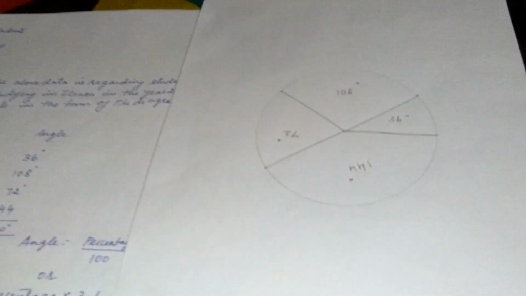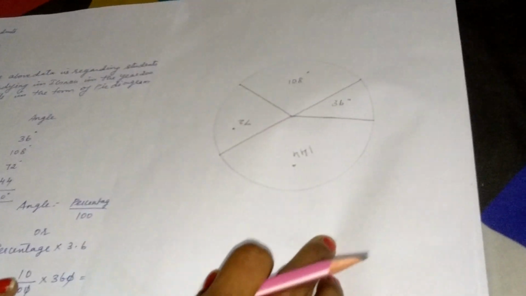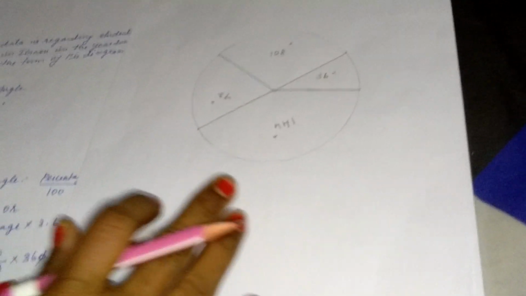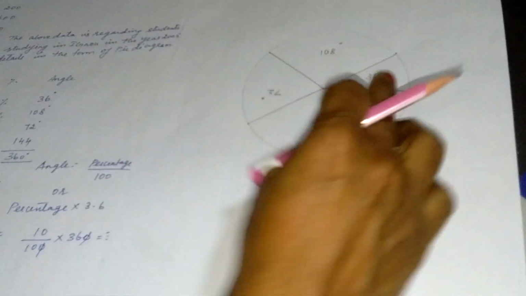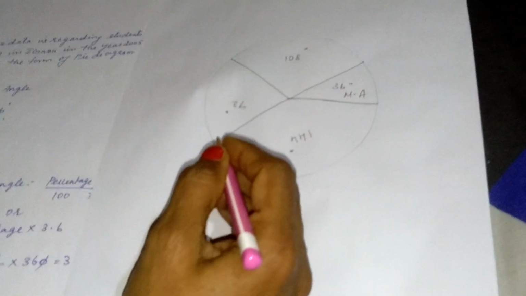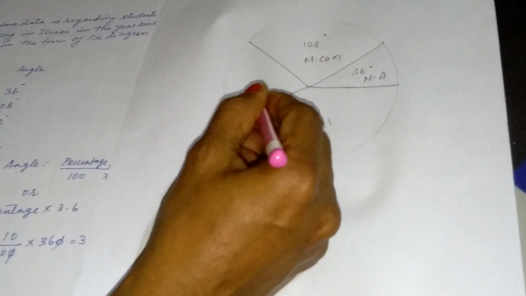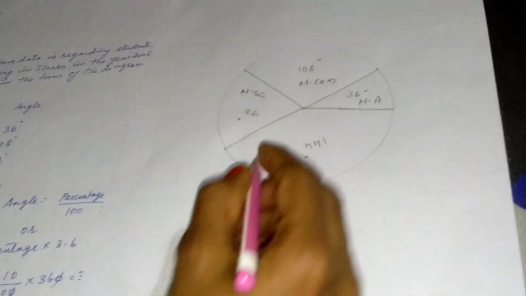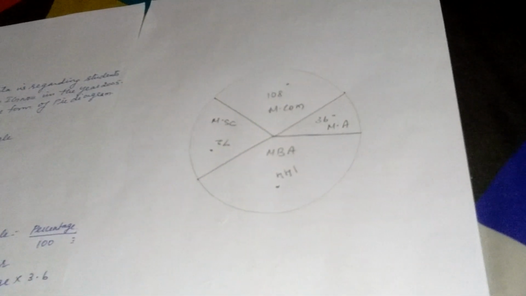So now this is the pie chart. Down you will write, what will you write? Pie chart representing the various courses studying in IGNOU in the year 2005. And after that here you must write 36 degrees for MA. You write it here, MA. 108 for MCOM. And 72 degrees it is for MSc. And 144 degrees it is for MBA. Down you will write that.